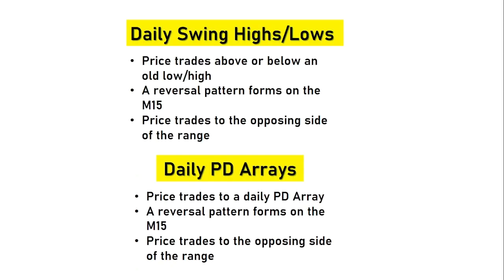Now, this is the protocol which you're going to be following. For daily swing highs and lows, you want to see price trading above an old high or below an old low, and then a reversal pattern forms on the 50-minute time frame, and then price trades to the opposing side of the range. And then for other daily PD arrays, you're going to see price trading to a daily PD array, then a reversal pattern forms on the 50-minute time frame, then price trades to the opposing side of the range.